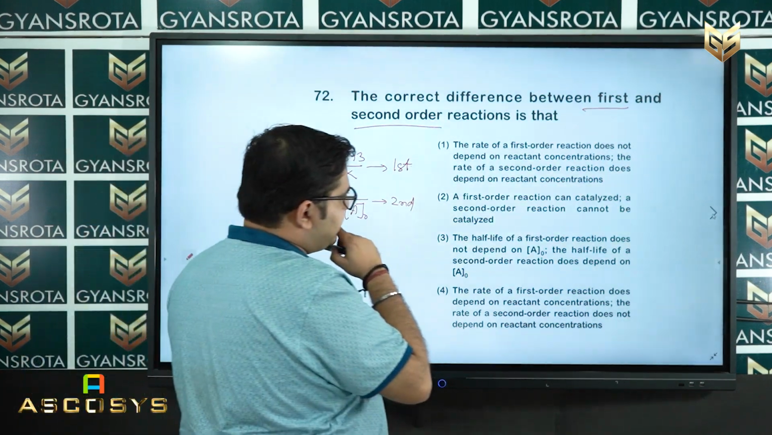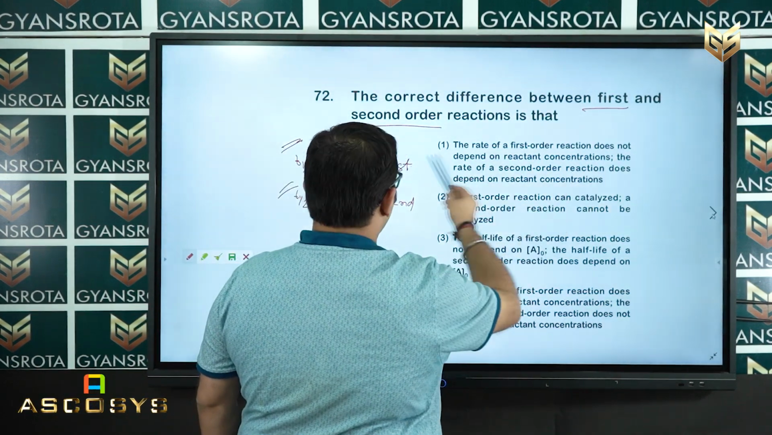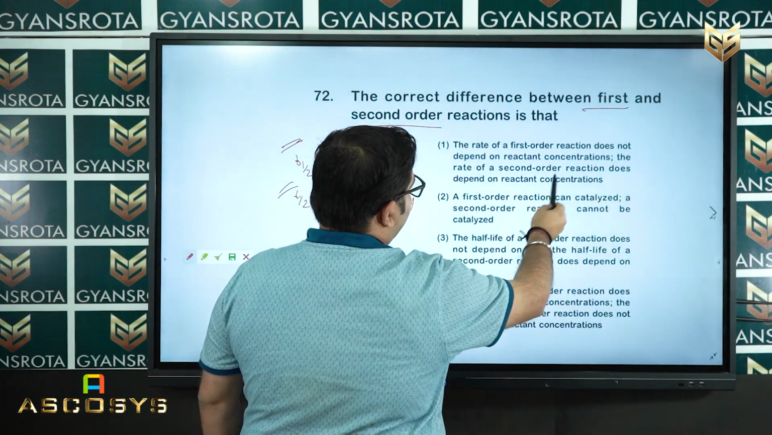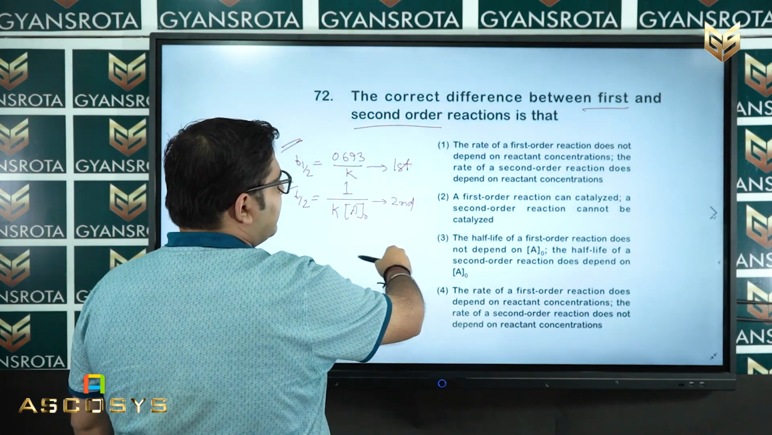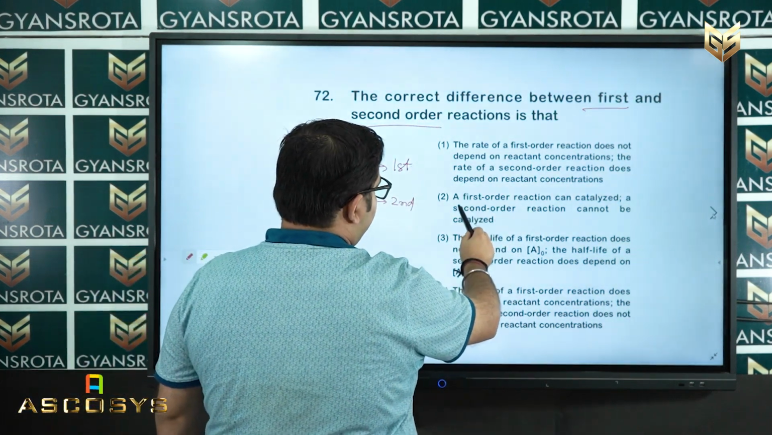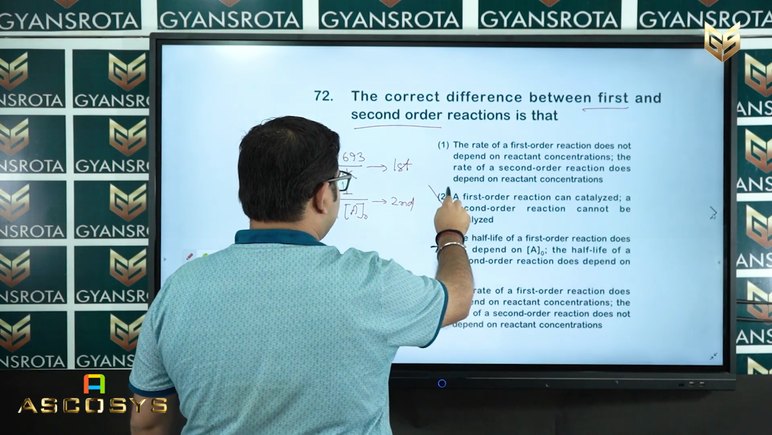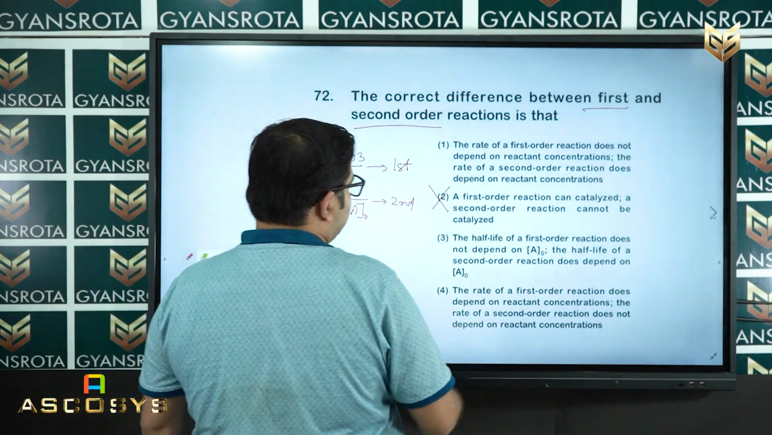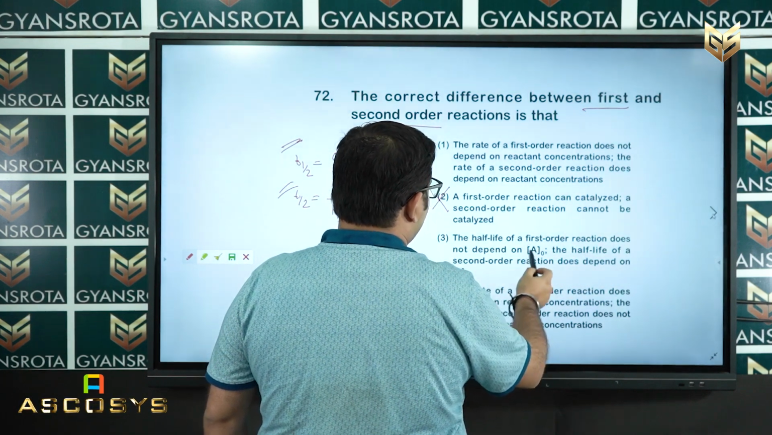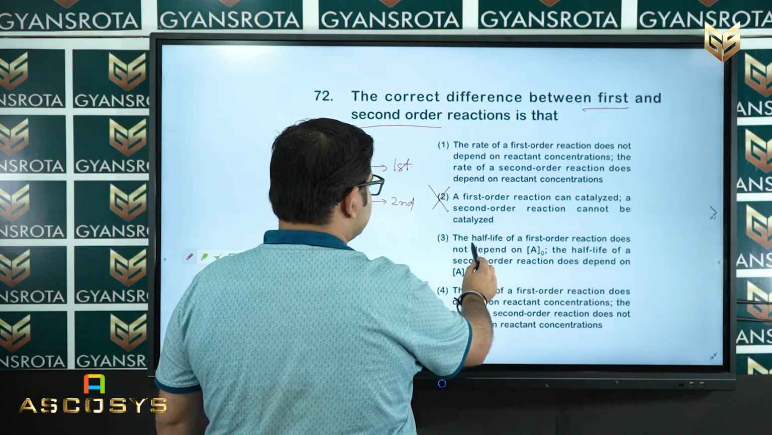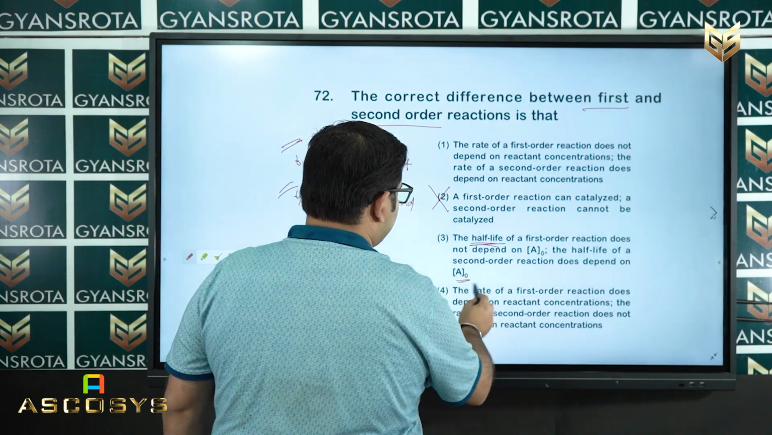Now directly go to the statements. The rate of the first order reaction does not depend on the reactant concentration. Yes, that is true. The rate of the second order reaction does depend on the reactant concentration. That is also true. Now the option saying a first order reaction can be catalyzed and a second order reaction cannot be catalyzed is completely wrong. Now the third option, the half life of a first order reaction does not depend on A naught, that is true. The half life of a second order reaction does depend on concentration A naught, that is also true.